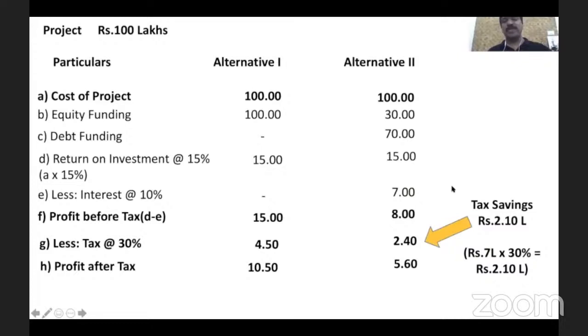Okay, this is something many entrepreneurs miss out. Many bankers also miss out. You can educate your customer: when they look at interest as a burden, as an expense, tell them that on one side you are saving taxes. Otherwise, you would have ended up paying more.